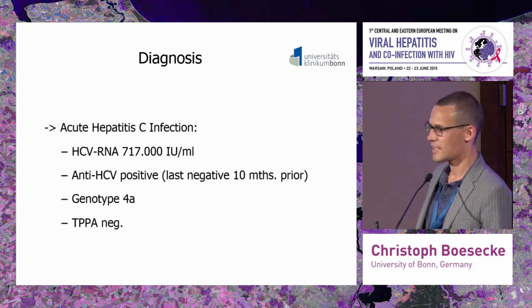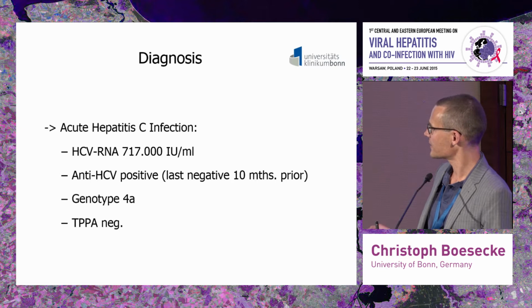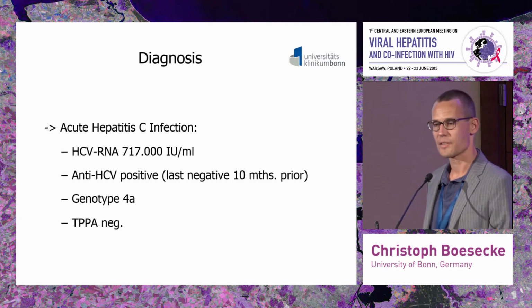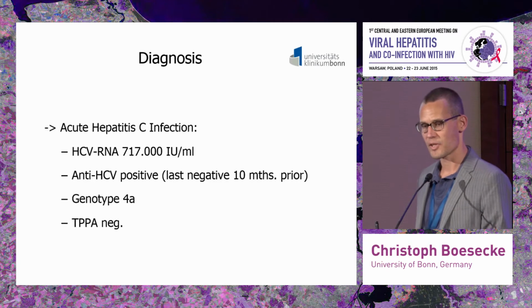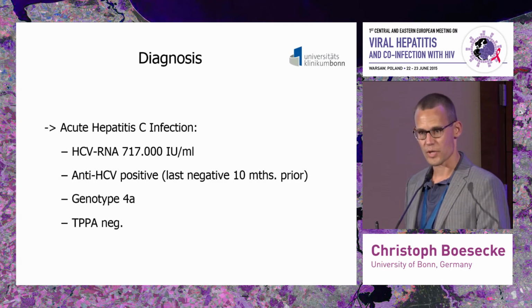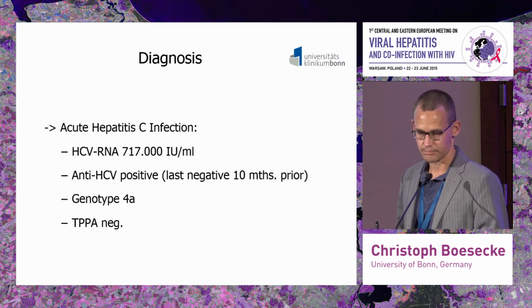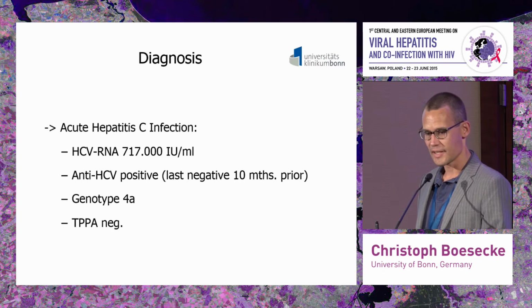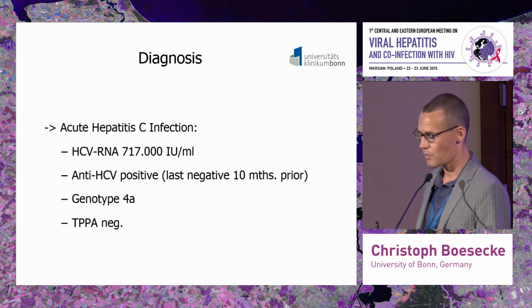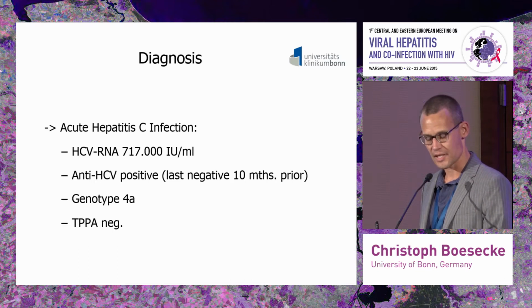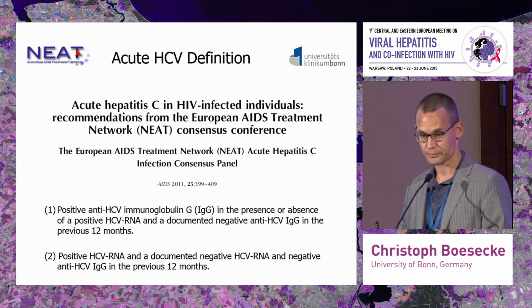He is already anti-HCV positive, and the last negative result we had was 10 months prior. It's the genotype 4A infection. That's in the Rhine area in Germany, the second most common genotype after 1A. We've just learned yesterday that it's 1B in the northeast and northwest of your country. It's rather 4 or 1A in the western parts of Germany. And syphilis, which we also had to test for due to his elevated liver enzymes, was negative.